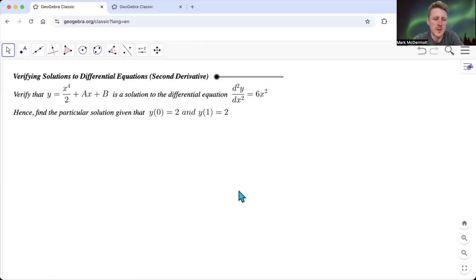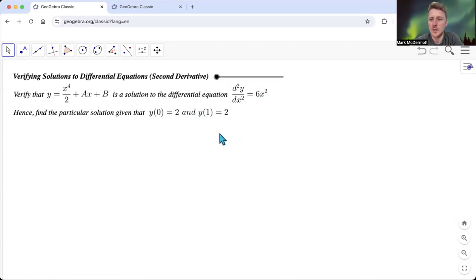All right, so now we're verifying solutions to differential equations that have a second derivative in it. If we look at a problem like this: verify that y equals x to the 4 on 2 plus ax plus b is a solution to the differential equation d squared y dx squared equals 6x squared, and hence find a particular solution given that y of 0 equals 2 and y of 1 equals 2.